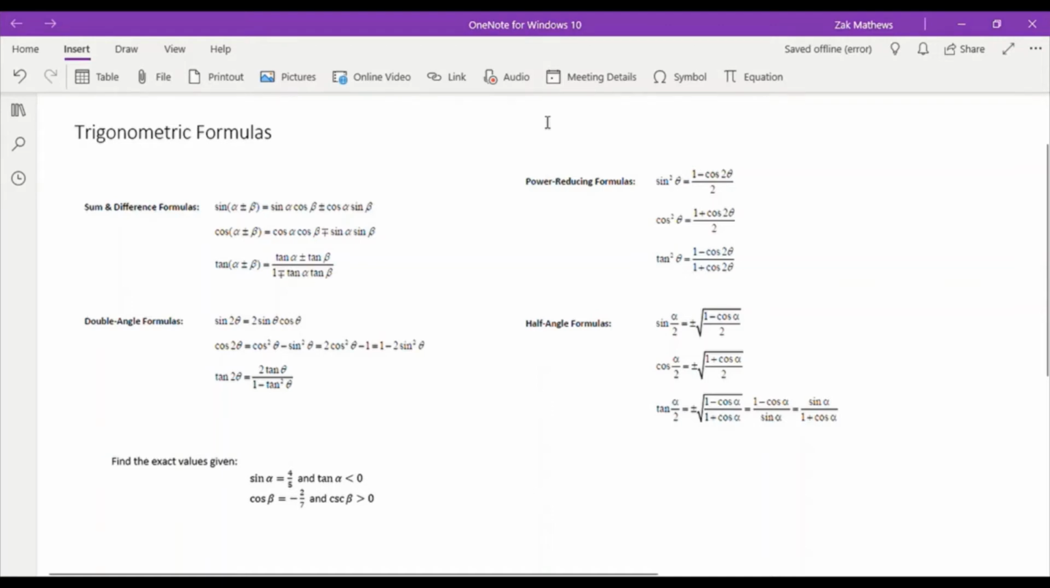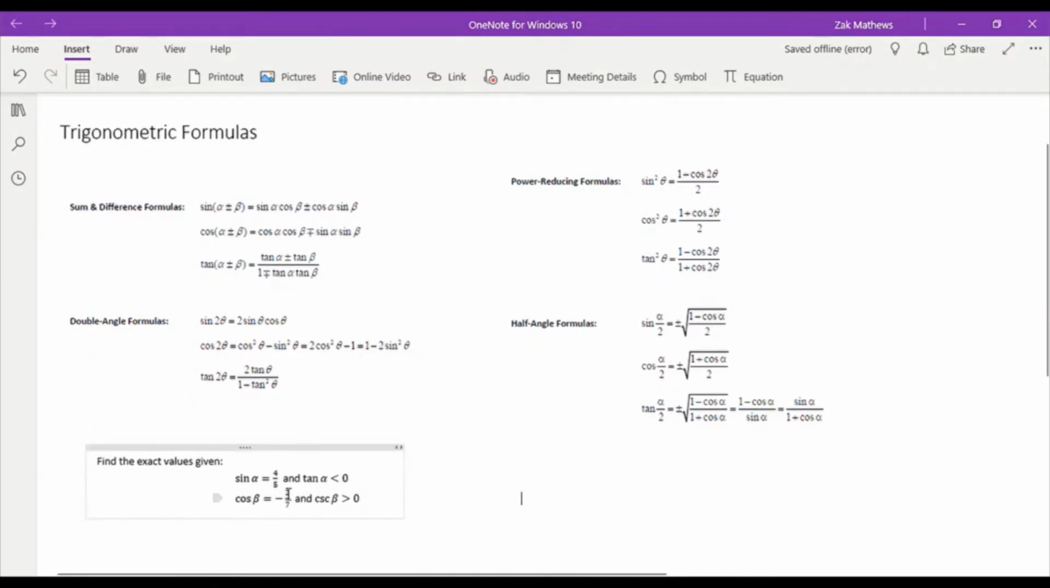I want to use my trigonometric formulas to do a few more examples, but not with actual angles given. When we have an unknown angle, we have some key information about that angle. So we're going to look at some examples. We're going to find the exact values given, and we're going to take this set of conditions for our problems.